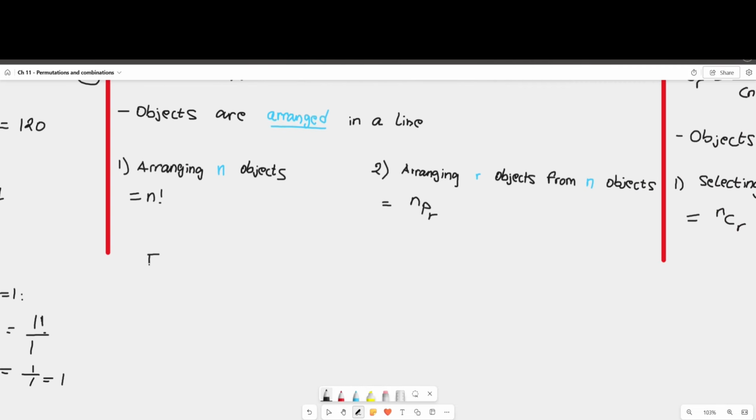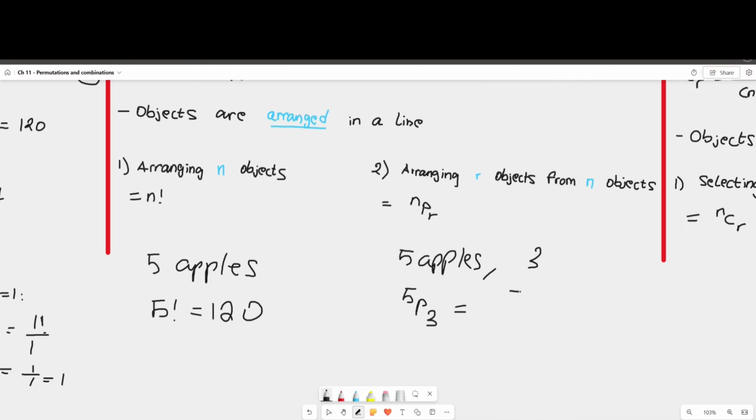Let's say I give you 5 apples that are all different in some way or form. The number of ways of arranging these 5 apples will be 5 factorial, which is 120. Now let's say you have 5 apples, but out of these 5 you only want to arrange 3, so that will be 5P3. That's 5 factorial by 5 minus 3 factorial, which is equal to 120 by 2, so that is equal to 60. So there are 120 ways of arranging 5 different apples and 60 ways of arranging 3 different apples from these 5 apples.